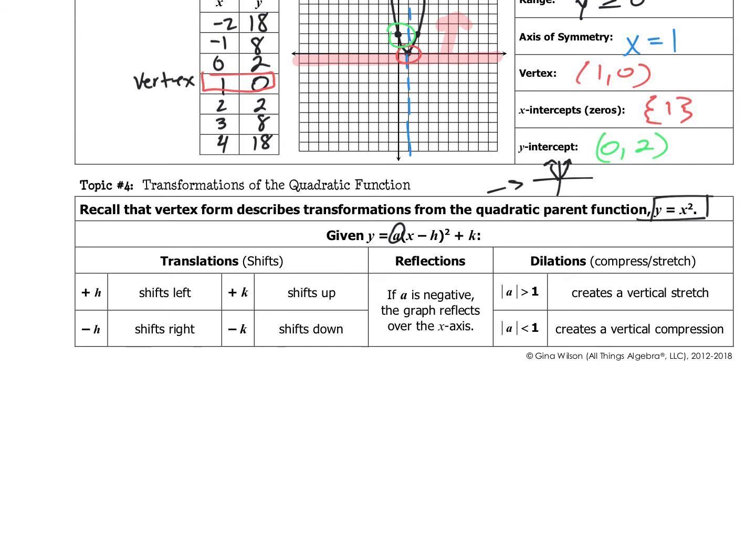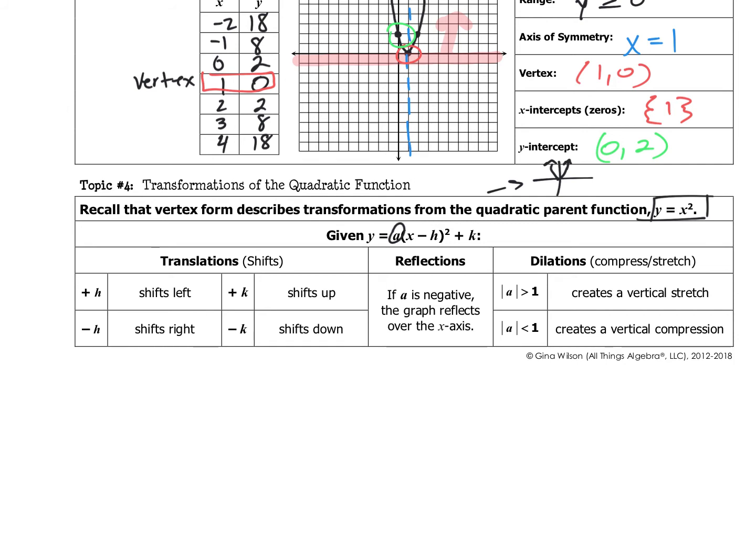Okay, so if you're adding h, then it shifts left. If you're subtracting h, it shifts right. That one's a little tricky because it's always opposite of what you think for the x's. And it goes back to the fact that the formula has a subtraction sign. So what goes into it is always opposite of what appears. And then the k, if it's being added, it shifts the whole graph up. If it's being subtracted, it shifts the whole graph down.